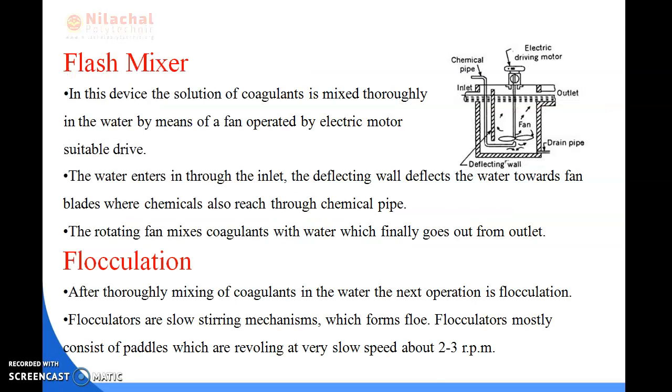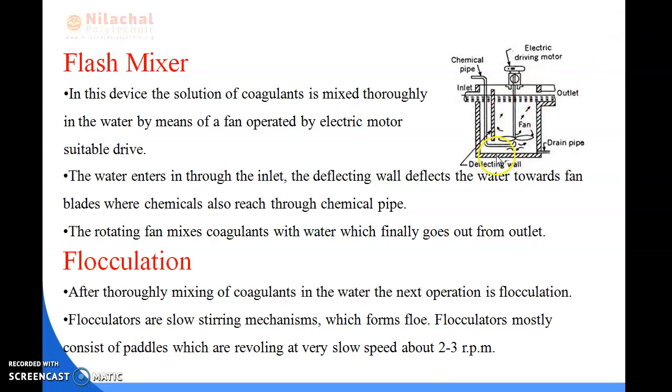Okay, so as all of us know, this diagram is known as flash mixture. In this device, the solution of the coagulants is mixed thoroughly with the water by means of an electric motor, and the water enters through the inlet and the deflecting valve. You can see here, this is the deflecting valve.